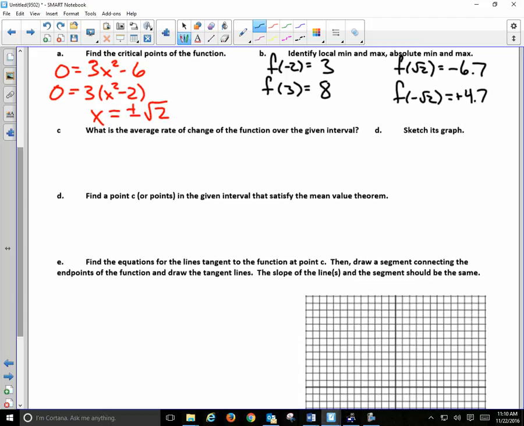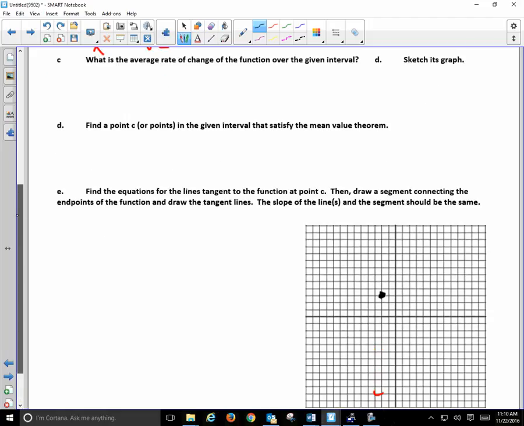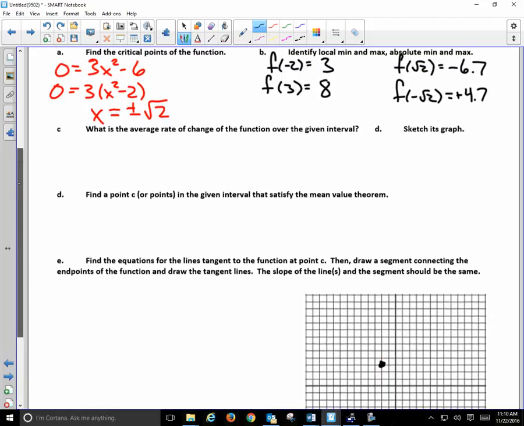Now, I could get a pretty good sketch of this graph already. I have a coordinate of negative 2, 3. And that's an endpoint. I have a coordinate of 3, 8.